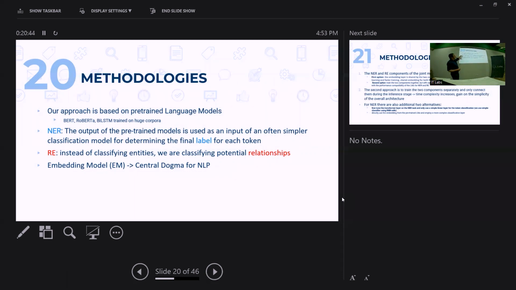For the NER, the output of the pre-trained language models is used as an input to a simpler classification model for determining the final label. So here it is a classification problem: we have to determine the label. But in relation extraction, instead of classifying entities, we have to classify the possible relation between entities. In both tasks, NER and RE, we use an embedding model that transforms the text into vectors, and this is the central dogma for NLP in general.